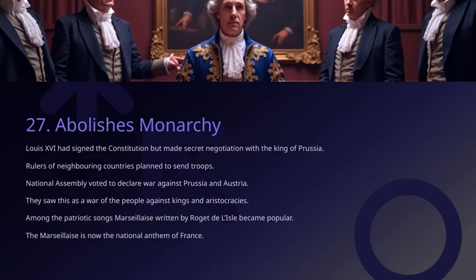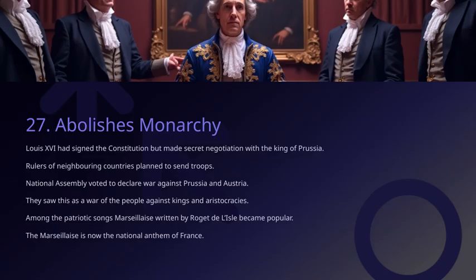In response, the National Assembly made a bold move. They voted to declare war against Prussia and Austria. They saw this war not just as a military conflict, but as a fight of the people against the kings and aristocracies that wanted to suppress the revolution.